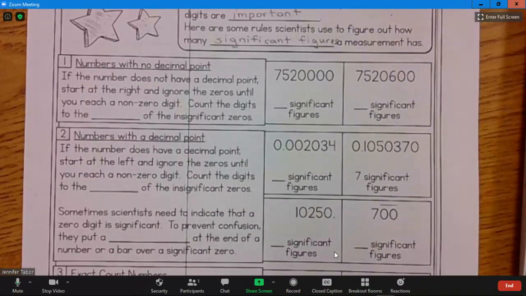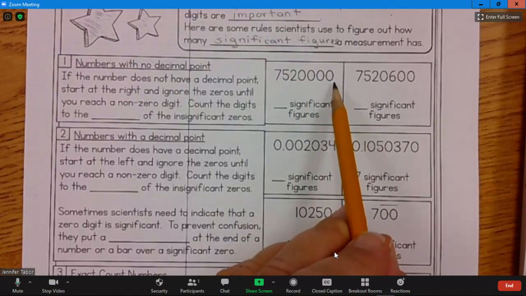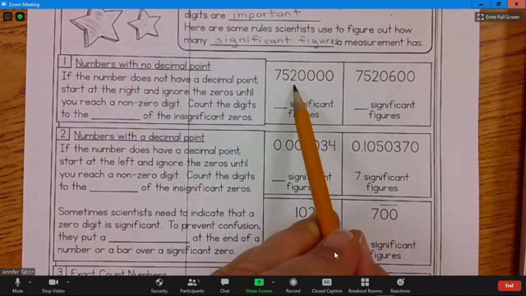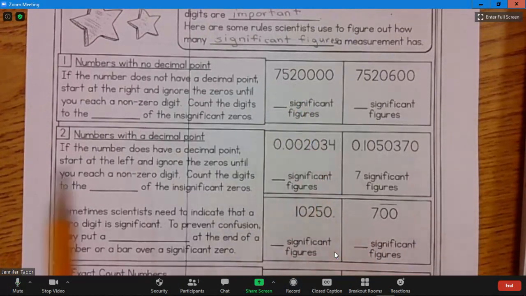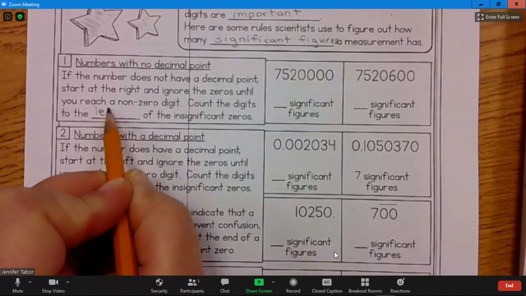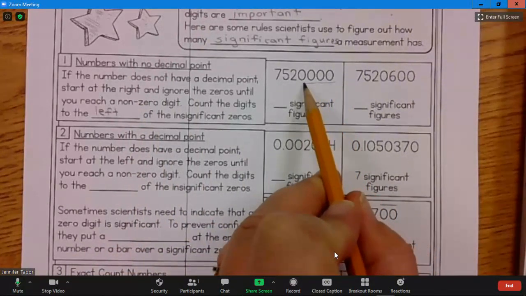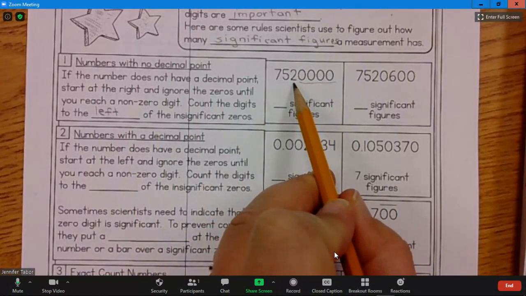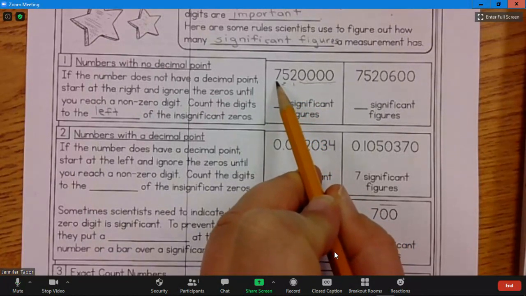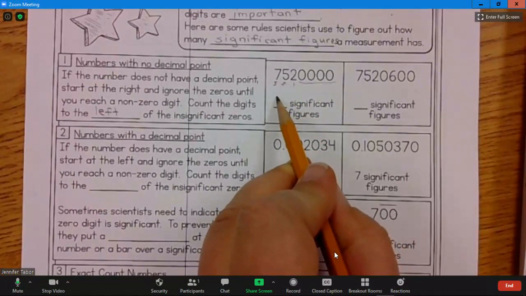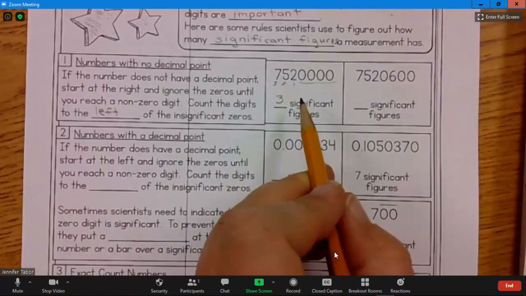So first rule, numbers that don't have decimal points. If there is no decimal point in your number, start at the right and ignore all of these zeros till you get to a non-zero number. And then you count all of the digits to the left of those zeros. Okay? So, like for this example, all of these zeros are not significant. And we start counting here. 1, 2, 3. So there are 3 significant figures in this number right here.